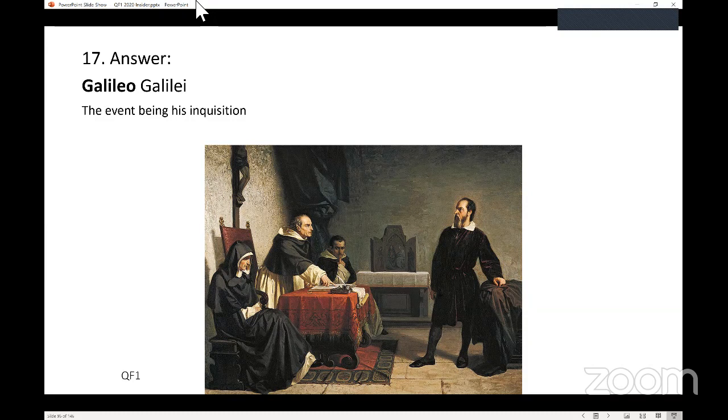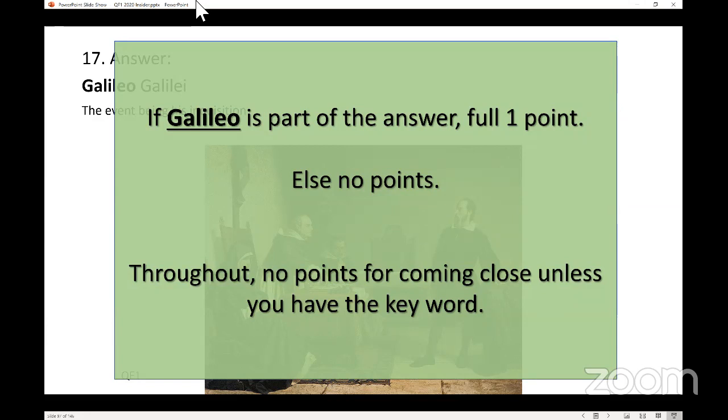He said that the earth moves around the sun and so on. And that was very controversial. So the word Galileo should be part of the answer. If you've written just Galilei, as if you're writing some surname, that also is sufficient. But you should have written either Galileo or Galilei for the full 1 point. And same with the rest of the quiz. Unless you have the keyword, you don't get points, even if you come close.